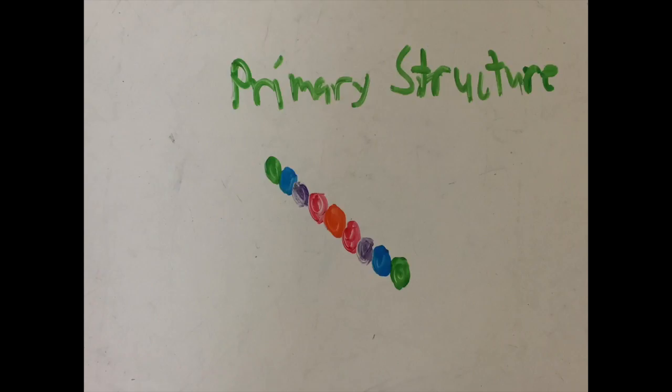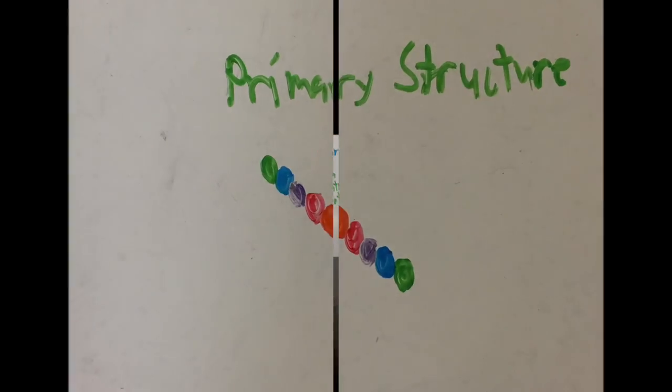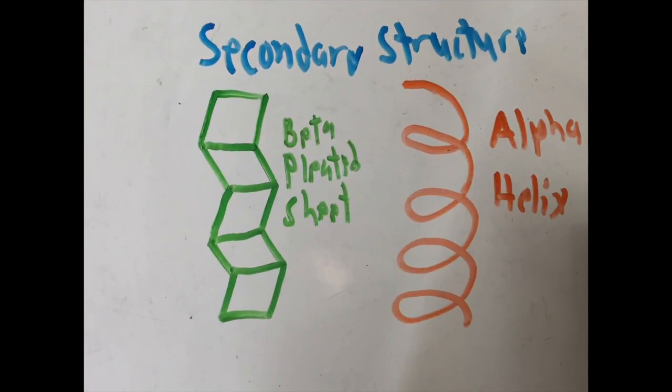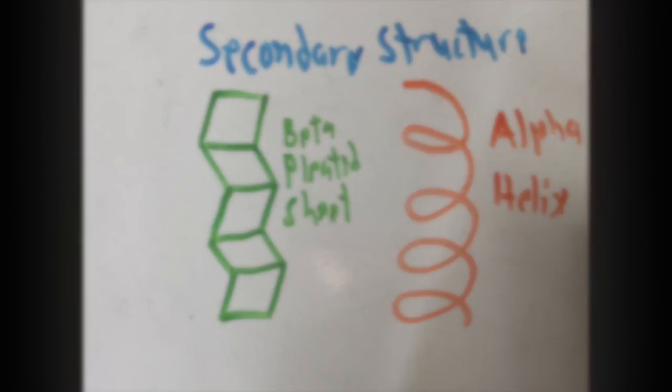There are 4 main levels or structures of this step. The first, the primary structure, is simply the order of the amino acids in the polypeptide chain. The secondary structure consists of the alpha helices and the beta-pleated sheets. The alpha helices are created by the coiling of the chains, and the beta-pleated sheets are created by the folding of them.